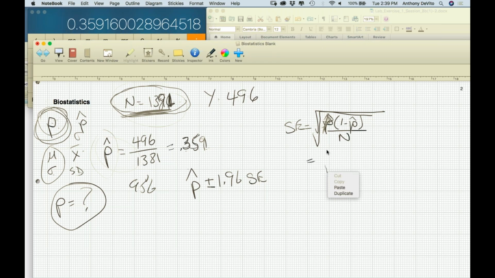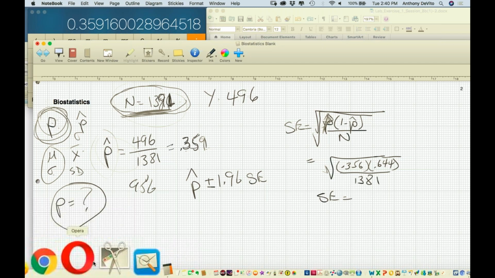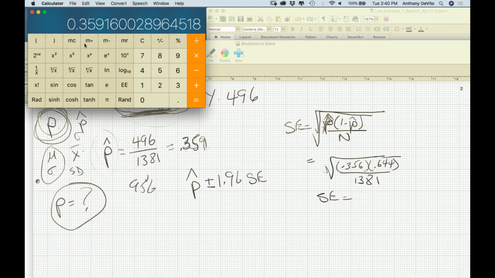So this is equal to the square root of 0.359 times 1 minus 0.359, which is 0.644. Tell me if I'm wrong, over the sample size, which is 1,381. Okay, what does that mean that the standard error is equal to? I'm waiting for you guys online to make sure that I'm right. Did I get that right? I'm going to move forward on this. Okay, good, thanks. Okay, let me clear this.